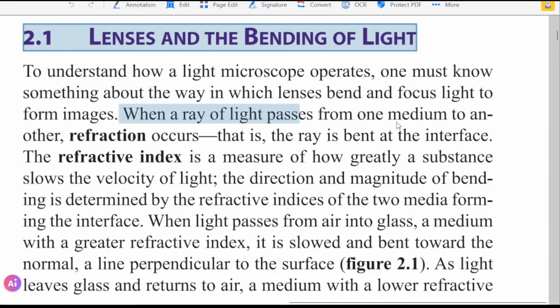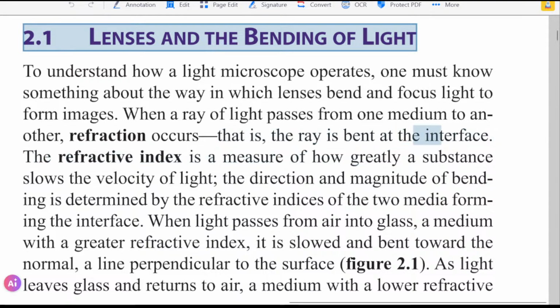When a ray of light passes from one medium to another, refraction occurs. We have studied this. And for those who didn't, there are 3 types of medium in our world: air, water, and solid, right? If the light changes from one medium to another, like from air to water, or water to solid, or solid to air, refraction occurs, meaning the light bends a little bit, the angle changes, but it still passes through. That is, the ray is bent at the interface, right?